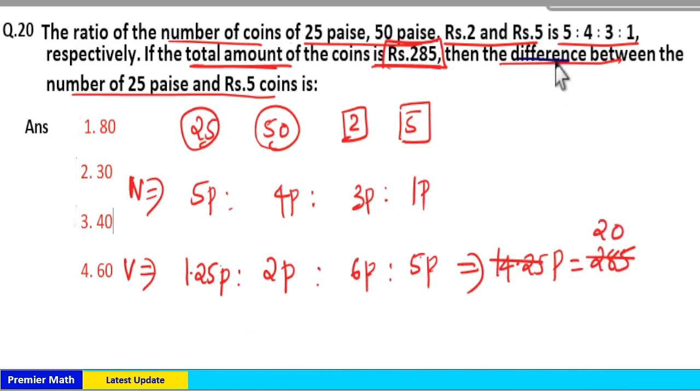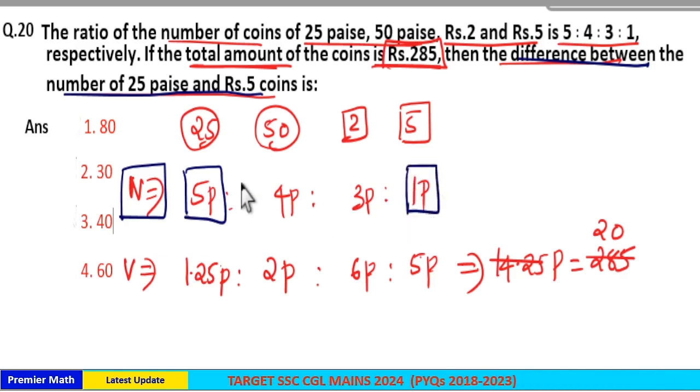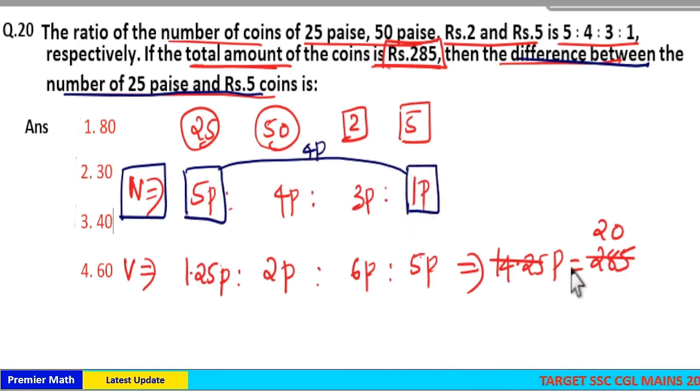Then we need the difference between the number of 25 paise and rupees 5 coins. So the difference is equal to 5 part minus 1 part, which is 4 part. So 1 part is equal to 20 means 4 part is equal to 4 into 20, 80. So the difference is equal to 80 coins. Option 1 is your answer.